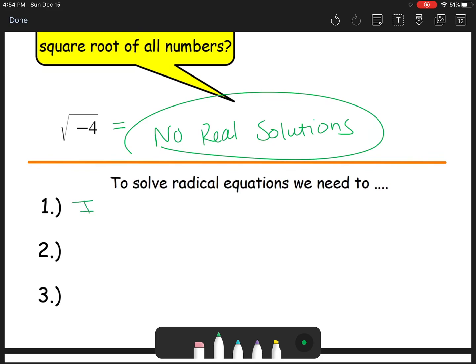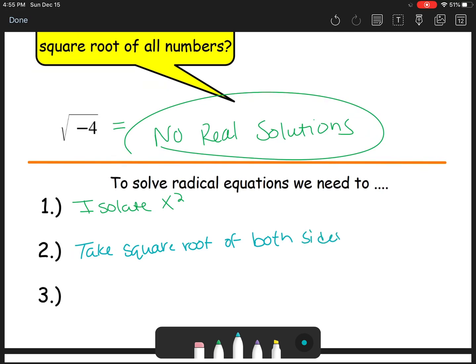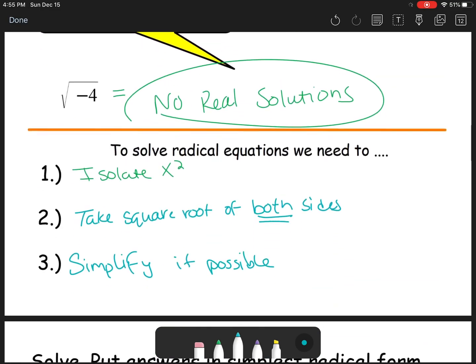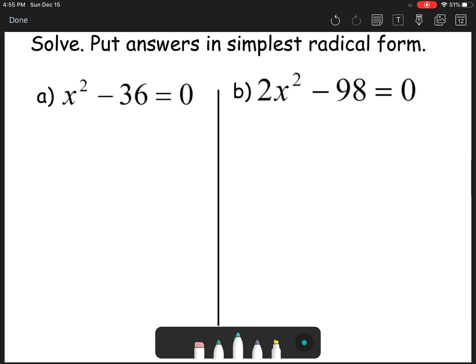In order to solve our radical equations, we're going to do three things. First off, we're going to isolate x squared. So you're going to get x squared all by itself. Second, you're going to take the square root of both sides of your equation. Okay, remember, it has to be both sides of your equation. And then last but not least, you're going to simplify if possible. So isolate, take the square root, and then simplify if possible. So let's go ahead and practice. Remember to flip back to these slides to review if you need to.